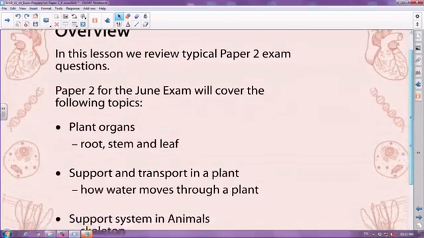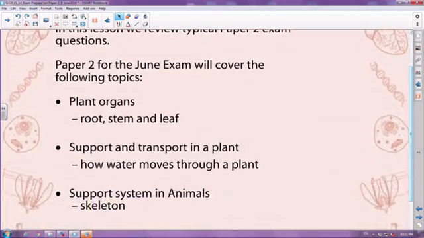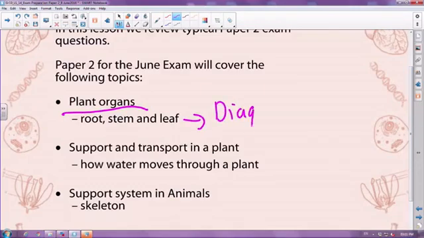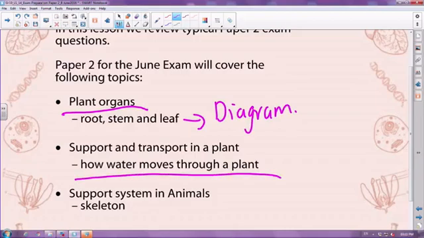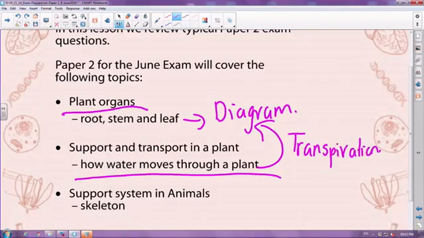Last week, we looked at the cell, mitosis, the plant tissues and the mammalian tissues. This week, we're going to look at plant organs. Remember, I always forget to put the pen on. We're going to look at plant organs, so you need to know all your diagrams of the root, the stem, and the leaf. Then we're going to look at how water moves through a plant, and again you've got to link it to those diagrams, and we're going to look at certain processes that occur in the plant. There you need to know transpiration, which is very important.